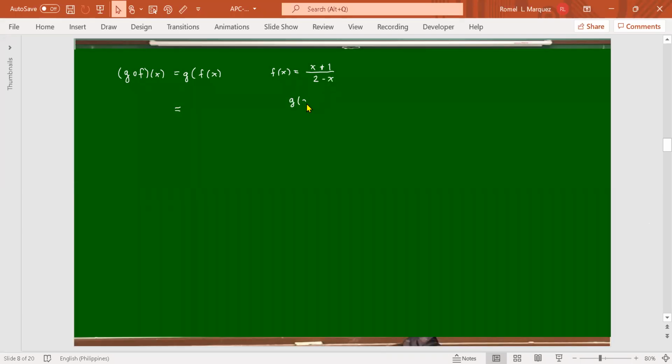So what is our G of X? 4 minus X. So we're going to put this X plus 1 all over 2 minus X into the X of the G, no? So 4 minus, what is my X? X plus 1 all over 2 minus X. So if we get the LCD, combine it to have one single fraction. 4 times 2 is 8, right? 4 times negative X is negative 4X. Then minus X minus 1, right?